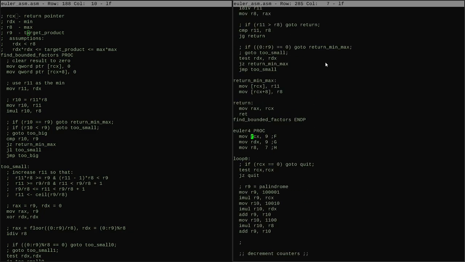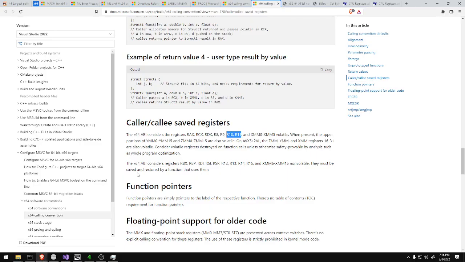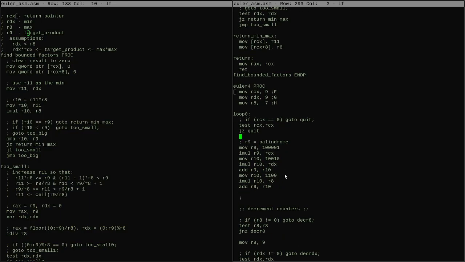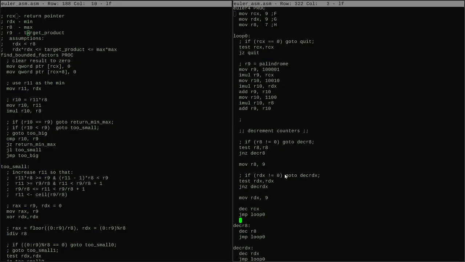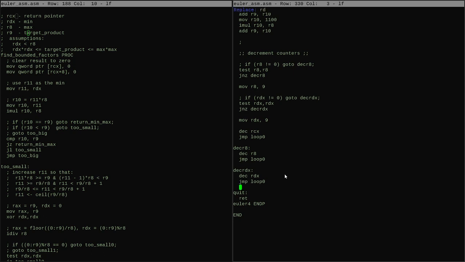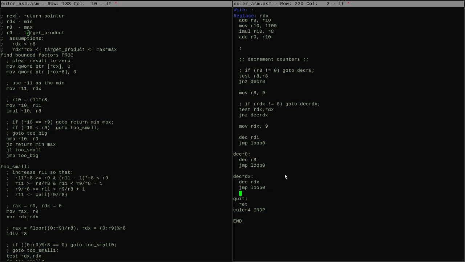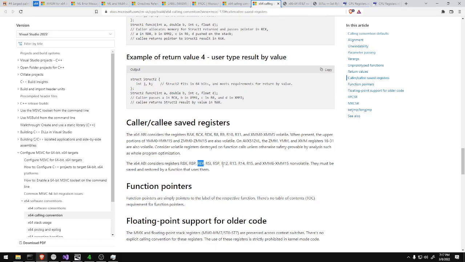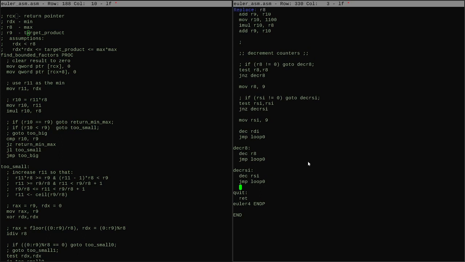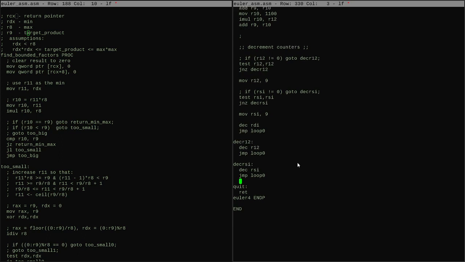We're going to switch these up. So this is going to be, let's see, RDI. RCX becomes RDI, RDX becomes RSI, stack pointer R12. So R8 becomes R12.